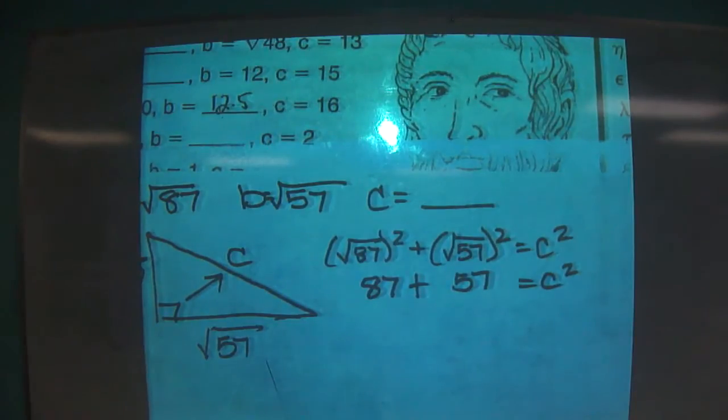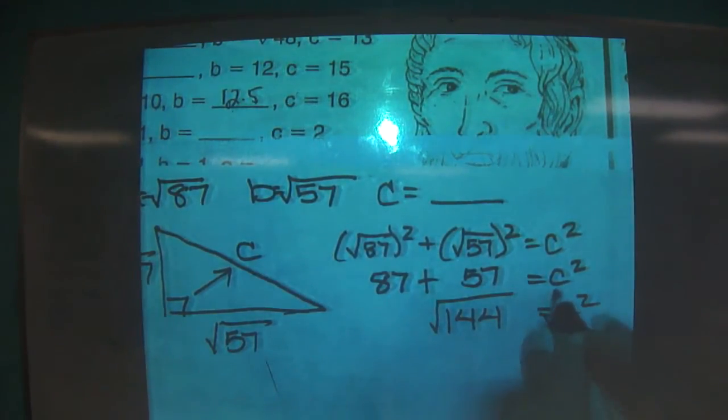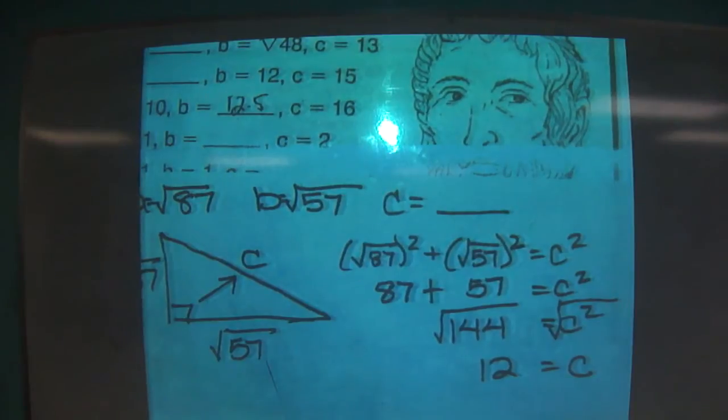87 plus 57 is what? 144. So 144 equals C squared. Take the square root of each of those to clear the C squared. We get 12 equals C. So that's our missing side. Questions?